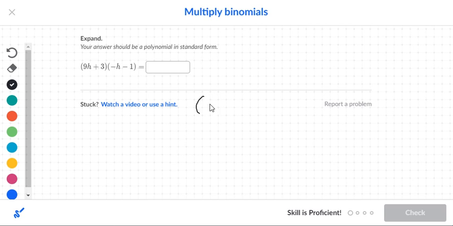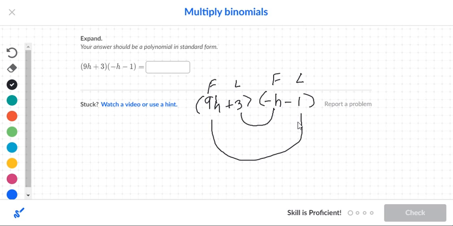So we're going to go parentheses. We have the 9h plus 3, and then we have a negative h minus the 1. Well, we're still going to basically do it the same way we did before. These are my first terms. This is my last term. This is my first term. This is my last term. Let's go double smiles. And then let's go a double smile.